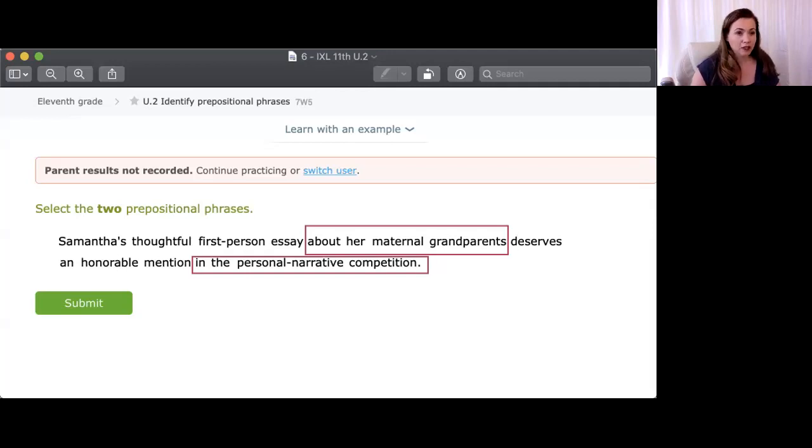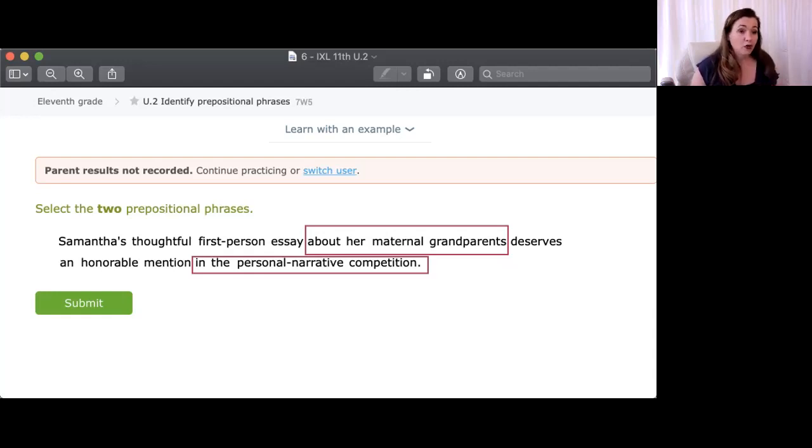The other thing I would like to recommend is that you just Google a list of prepositions that you can have in front of you. Or if you have a grammar curriculum at home, open it up, look in the index for prepositions, and every grammar curriculum is going to have a list of prepositions. It's definitely a good list to have in front of you.